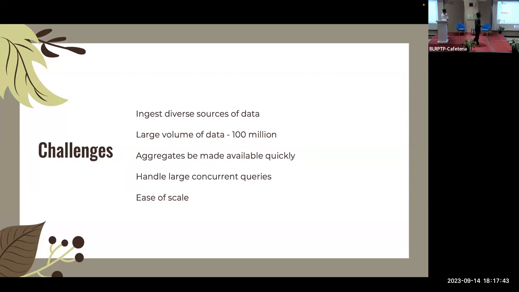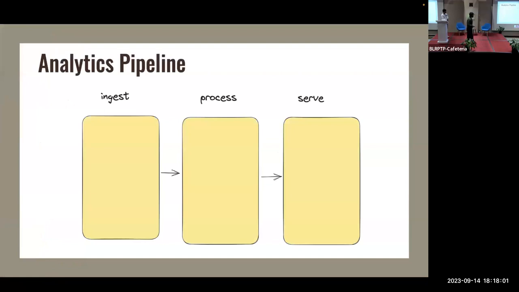And you also need to handle multiple people querying that aggregate. So these are the challenges which we deal with when we start building out such a system. So how do we approach solutioning? In Myntra, we try to break down the problem, broadly speaking, into three pieces: ingestion, processing, and serving.